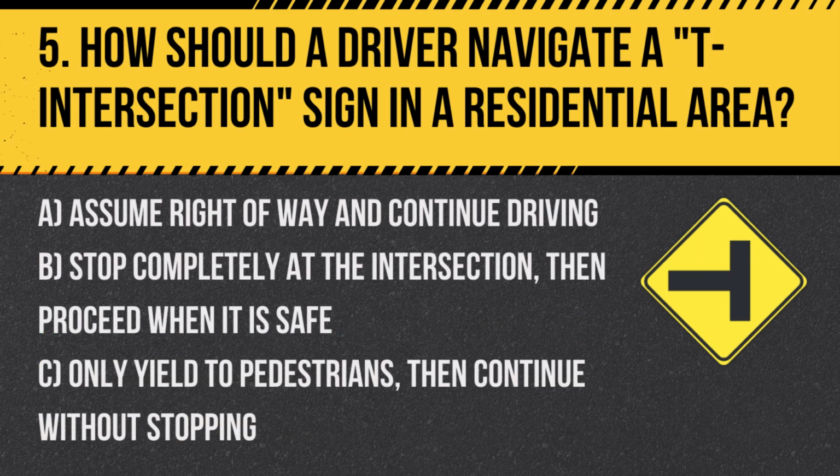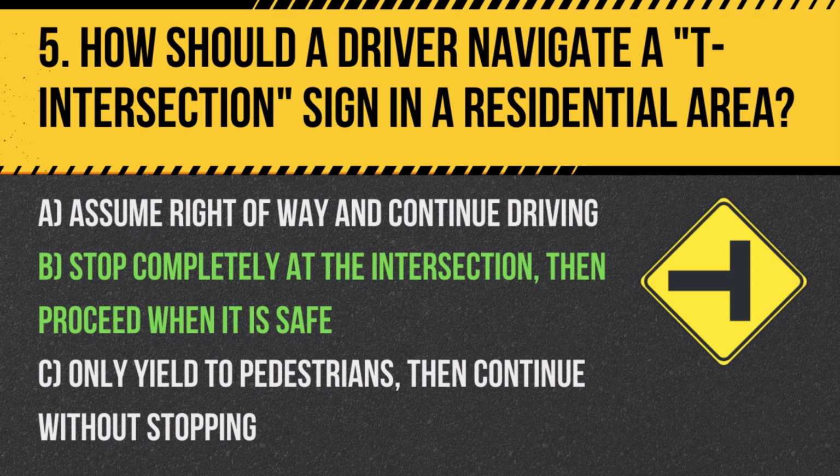Question 5. How should a driver navigate a T intersection sign in a residential area? A. Assume right-of-way and continue driving. B. Stop completely at the intersection, then proceed when it is safe. C. Only yield to pedestrians, then continue without stopping.